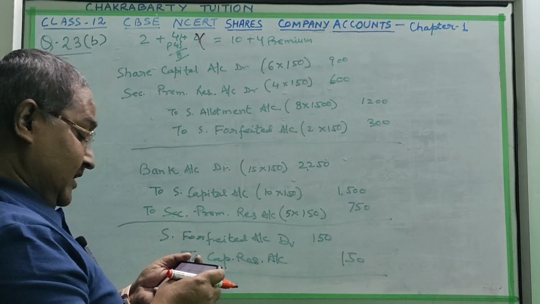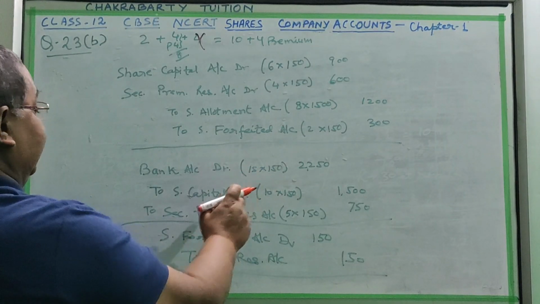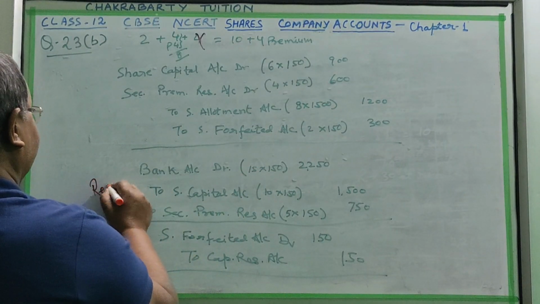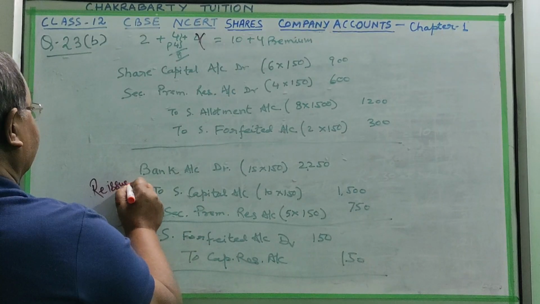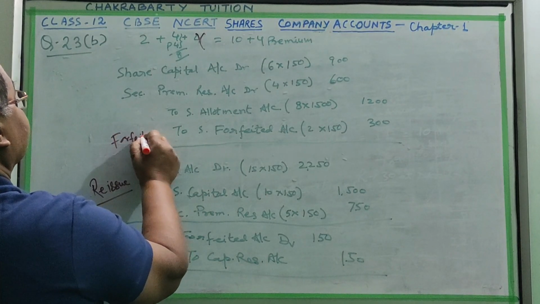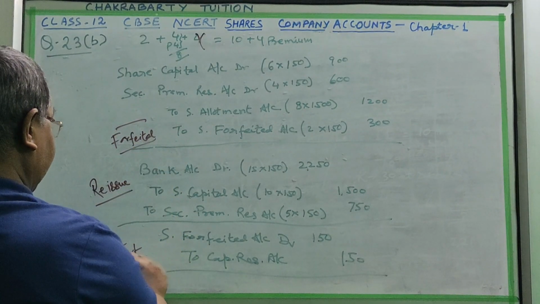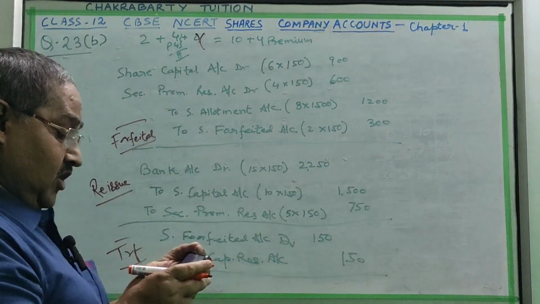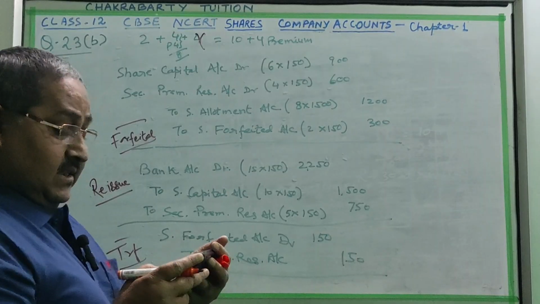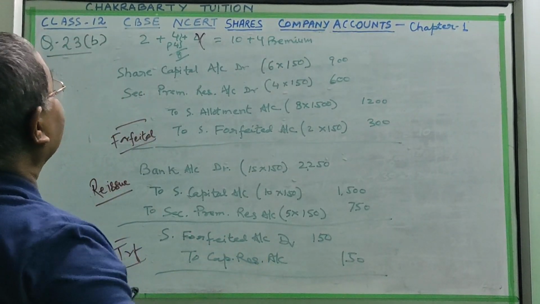The forfeited shares were reissued at the rate of rupees 15. This is reissue, and this is forfeit, and this is the transfer entry. You have to write the narration also in short, whatever is given in the question. Now you have to make the journal entry.